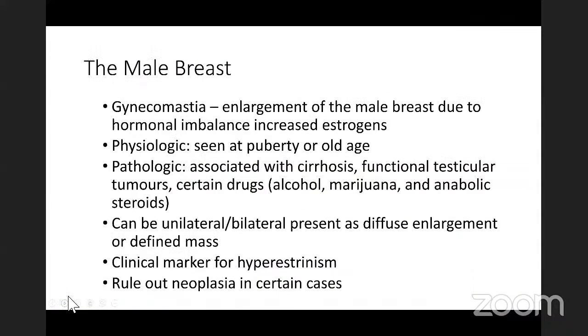And lastly, you have the male breast. Gynecomastia is a common condition. Some may be physiologic, seen at puberty, or pathologic, seen with cirrhosis, cancers, and the like. It can be unilateral or bilateral, usually presenting as diffuse enlargement or a defined mass. And usually these would be indicators of hyperestrogenism.